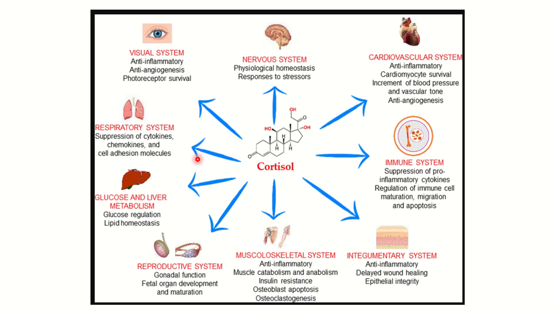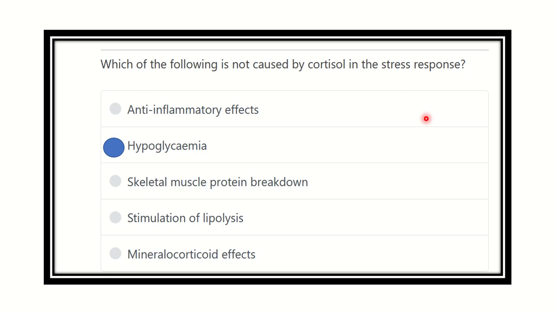This is in short about the action of cortisol. Here we can see in the visual system, anti-inflammatory and angiogenesis activity. In the respiratory system, it suppresses cytokines, and there is glucose and liver metabolism. The reproductive system also has a definitive action. Then the nervous system, musculoskeletal system, integumentary system, immune system, and also the cardiovascular system. So now we are ready.